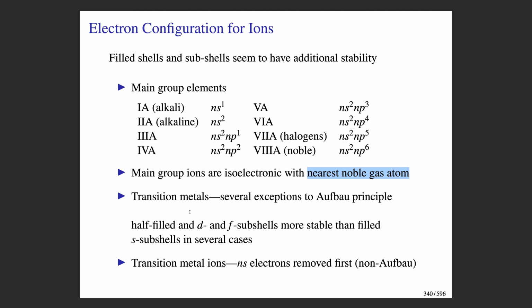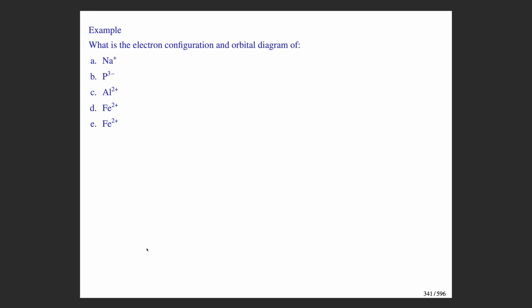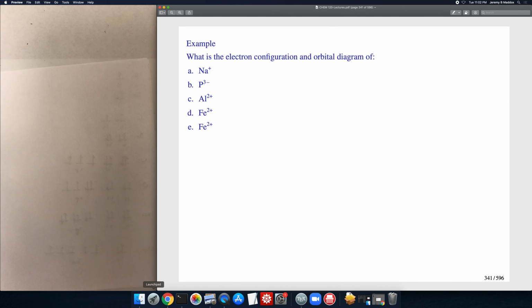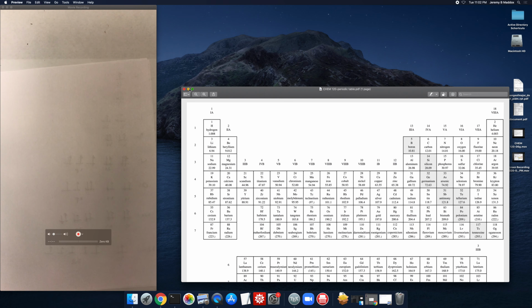The other rule for ions that you really need to know is that when transition metals lose electrons, they typically lose their s electrons first. So even though you fill in the s electrons before you start filling in the d electrons, when you remove electrons to form cations, you remove the s electrons first. So let's look at some examples of that. Here we are being asked to generate the electron configurations for different ions.